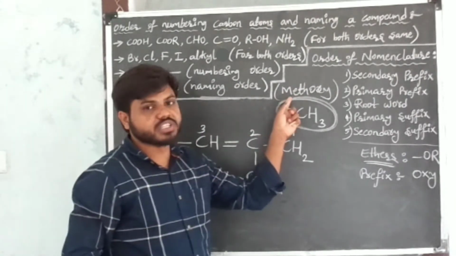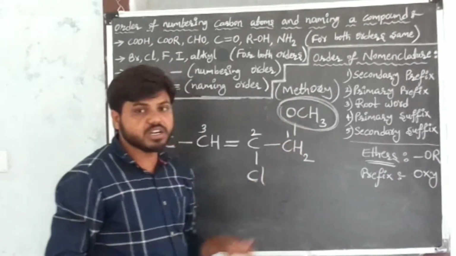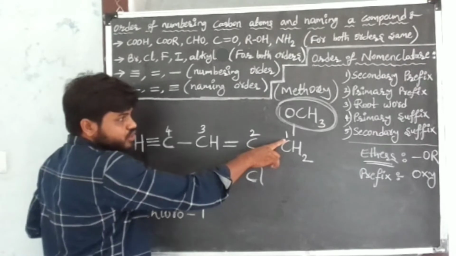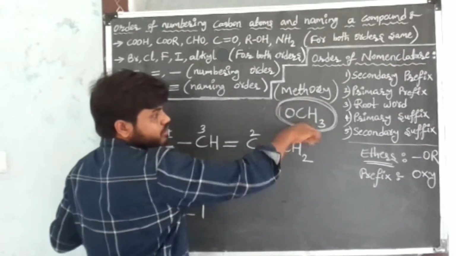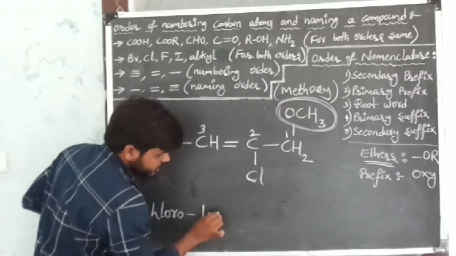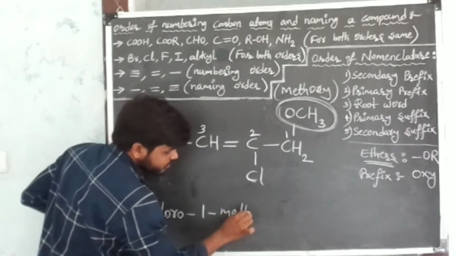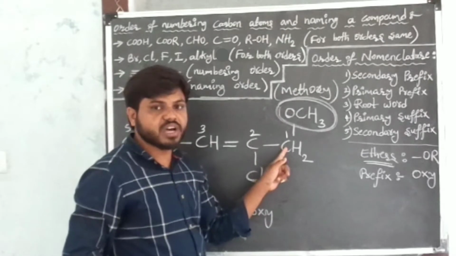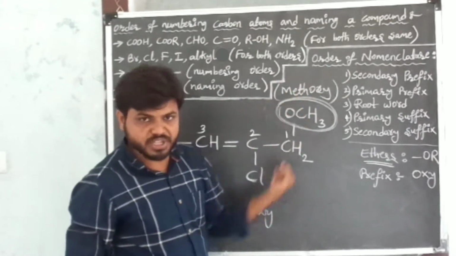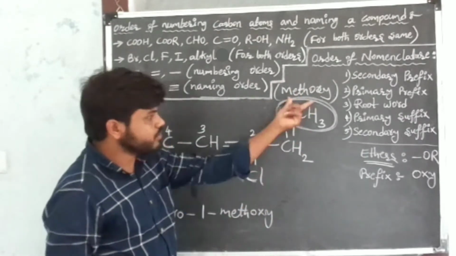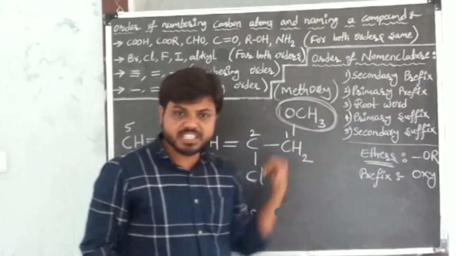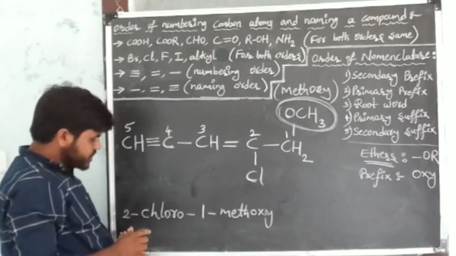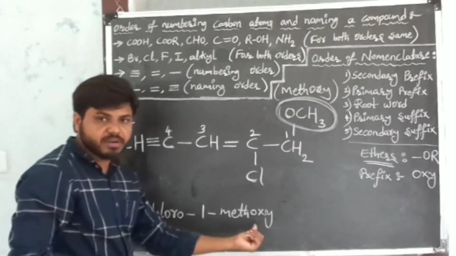Now take the methoxy. The position of methoxy is what? 1. After writing position, the prefix of the methoxy is what? Methoxy only. Now write the name of the prefix, that is methoxy. The position of the methoxy is 1 and the prefix is methoxy only. Now the secondary prefix is completed. I retain chlorine and methoxy, positions and prefixes.